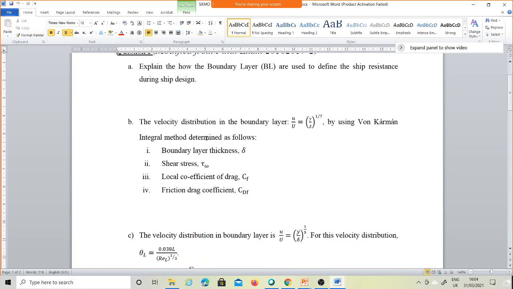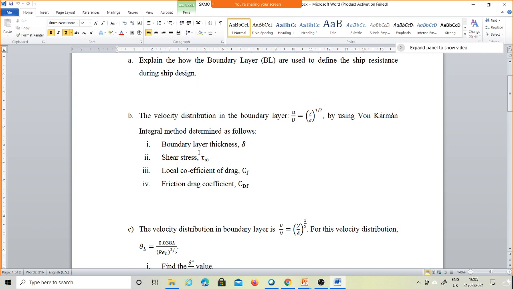So next, the velocity distribution is the same. You can see similar types of questions are repeated, so you might get a similar type of thing. The velocity profile in the boundary layer is u by capital U is equal to y by delta to the power 1 by 7. It says to calculate using the von Karman integral method. You need to calculate the displacement boundary layer thickness, so you have to find the boundary layer thickness.